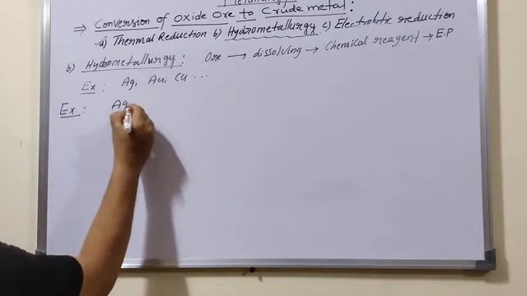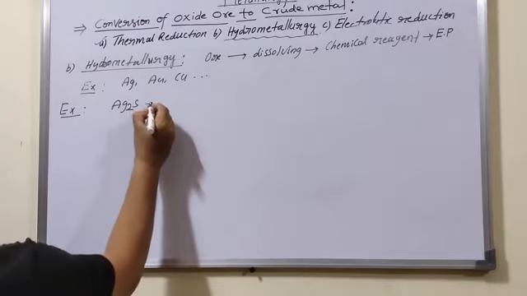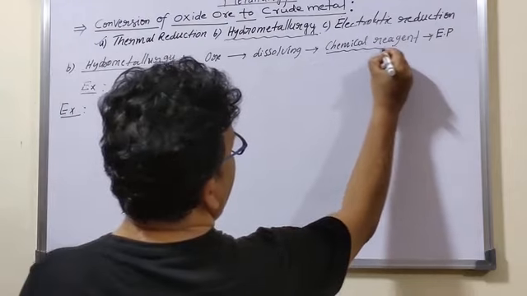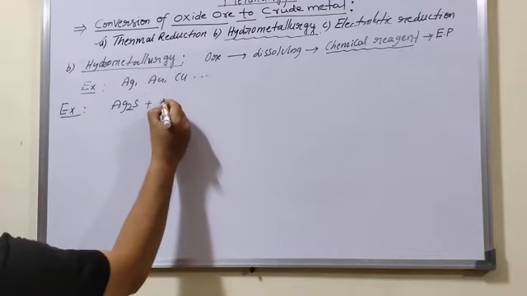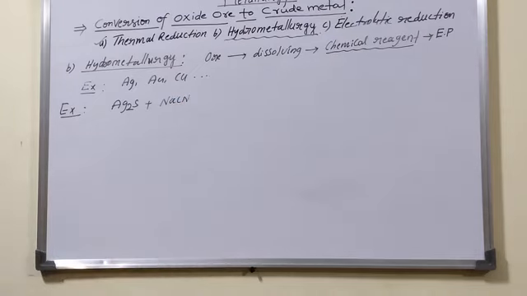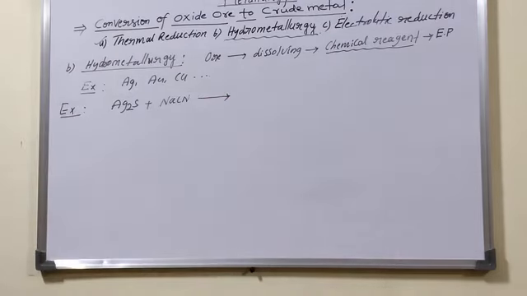Silver ore is Ag2S, silver sulfide. This we are calling argentite. What I told, ore is subjected to dissolve in a chemical reagent. Here the chemical reagent we can take is sodium cyanide or potassium cyanide. And when these two react with each other, a complex compound is formed, that is sodium dicyanoargentate.